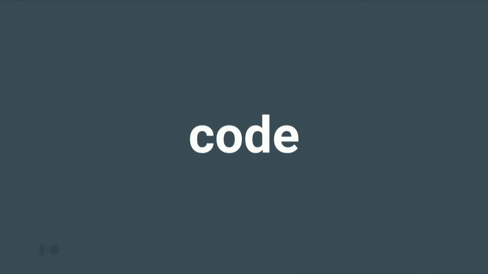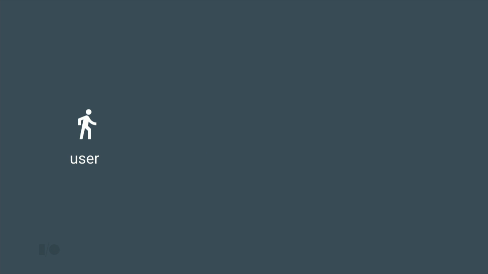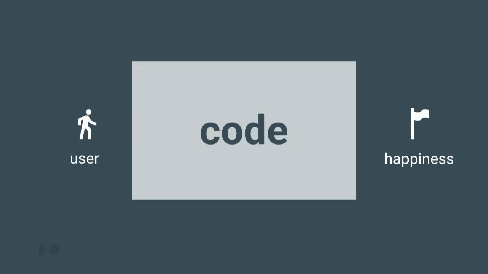All right. In my section of the talk, we're going to be speaking a lot about code. But what exactly is code? Well, the way I like to think about it is that if on the left side you have the user, and say on the right side you have some abstract concept, say happiness, then the only thing that's standing between those two is the code that we write. So that's why code is such a big deal.